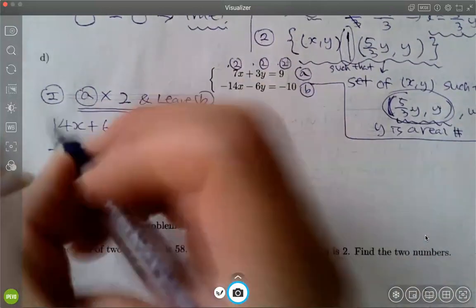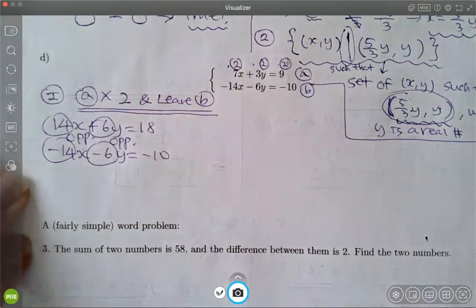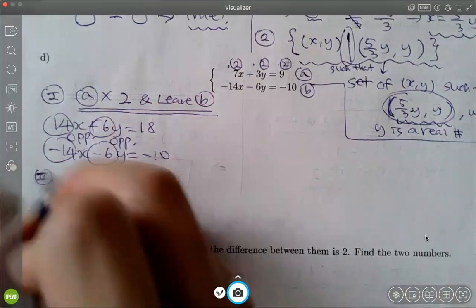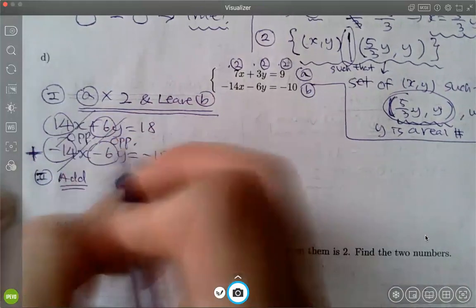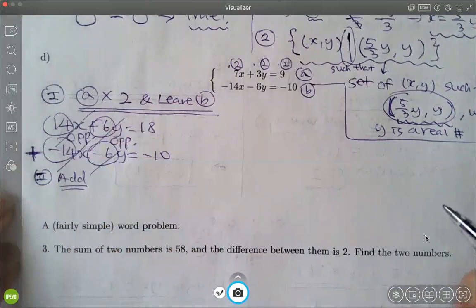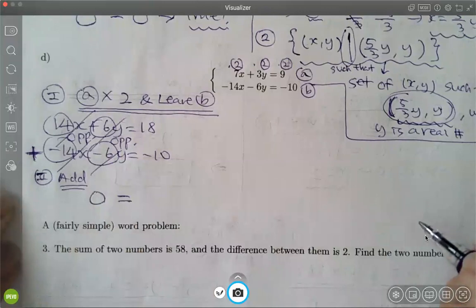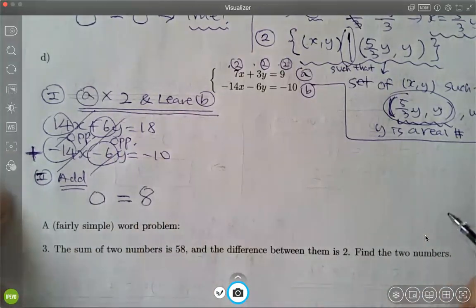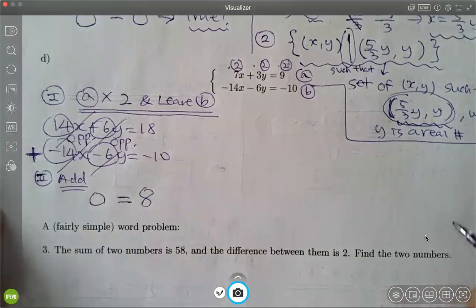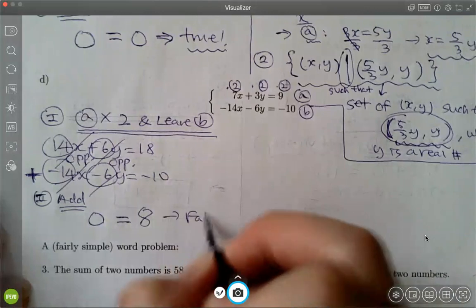Now what are the opposite coefficients? x and y, right? So when you add vertically, what do you get? All of them cancel, right? On the left-hand side, you have 0. And what is the right-hand side? Also 0? No, it's 8. So now we got 0 equals 8. And is this true or false? False, right?